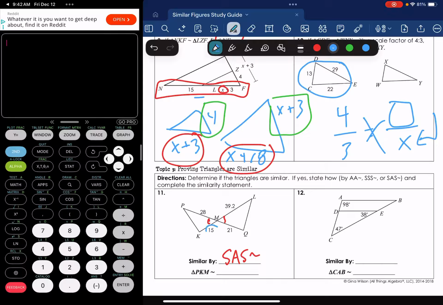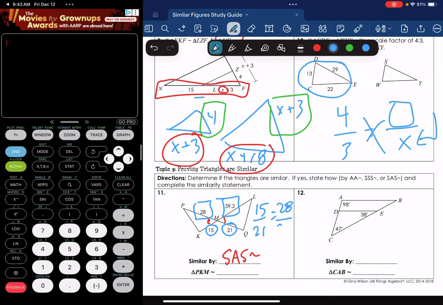So I'm going to do the smallest side over the smallest side. So 15 over 21 is equal to my longer side over my longer side. So 28 over 39.2. Now you can either do the decimal form or the fraction form.